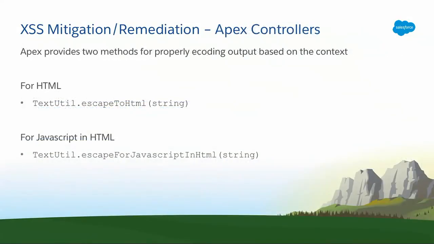All right. In our Apex controllers, there are actually some methods available to you as you're writing Apex code to do escaping of the output, to make it safe so that you're not exposing your users to XSS. For HTML, you want to use the escape to HTML method off the TextUtil library. And if you have JavaScript in HTML, things like maybe an event handler inside a tag, you're going to want to use JavaScript in HTML.